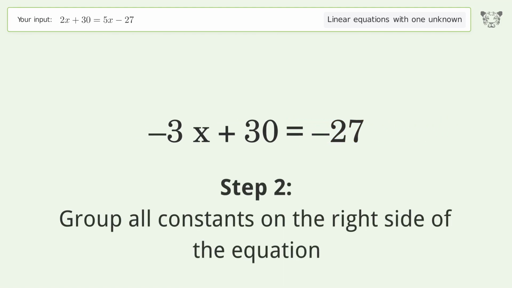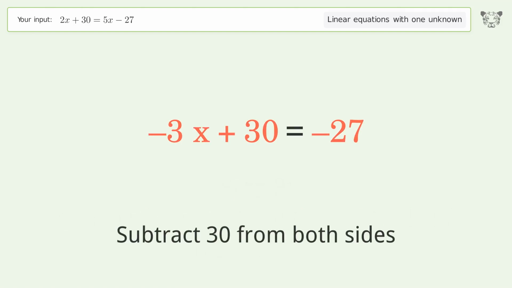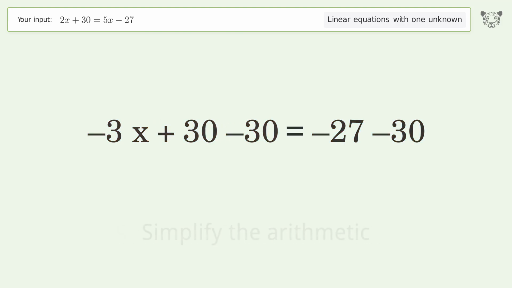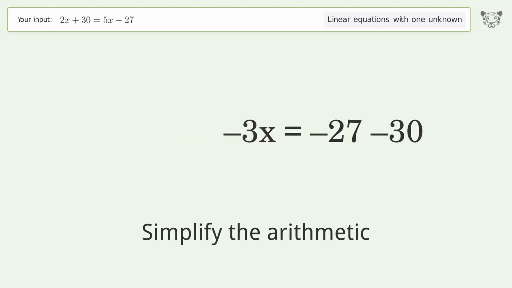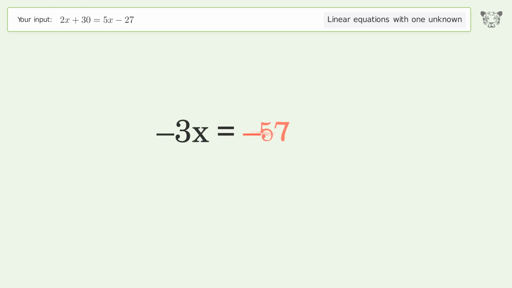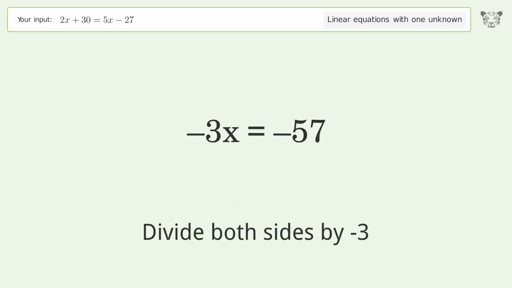Group all constants on the right side of the equation. Subtract 30 from both sides. Simplify the arithmetic. Isolate the x. Divide both sides by -3.